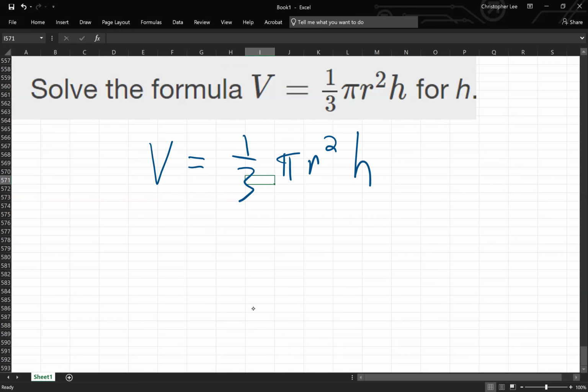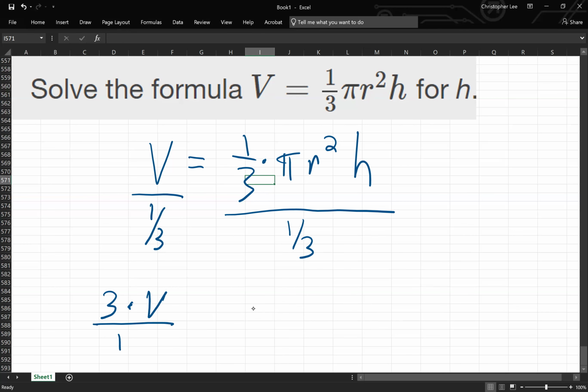So first thing I'm going to do, I have 1/3 times pi times r squared times h. I'm going to divide by 1/3. But what I do to one side of the equation, I have to do to the other side of the equation. Whenever you divide by a fraction, keep, change, flip, this is going to become 3 times V over 1. So I'm going to keep the V over 1, change the 1/3 to 3 over 1, multiply straight across, and you get 3V over 1.